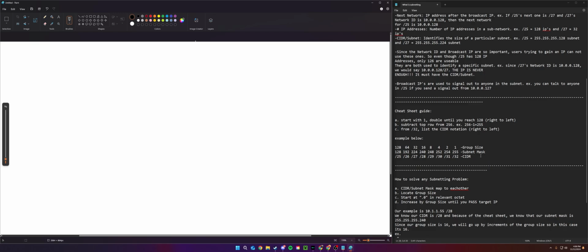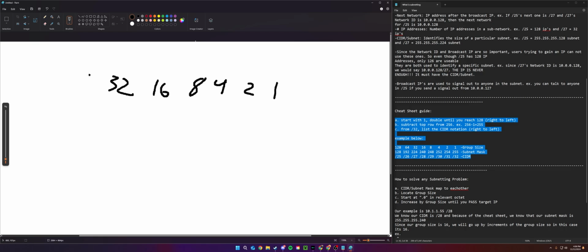So this is the guide I have. So basically, you start with 1, and then you double it till you reach 128. So in this case, it'll be 1, 2, 4, 8, 16, 32, 64, and then 128. After that, you have to subtract the top row from 256. So 256 minus 1 equals 255. Oh wait, is it 256? Yeah, 256, not 255. Apologize.